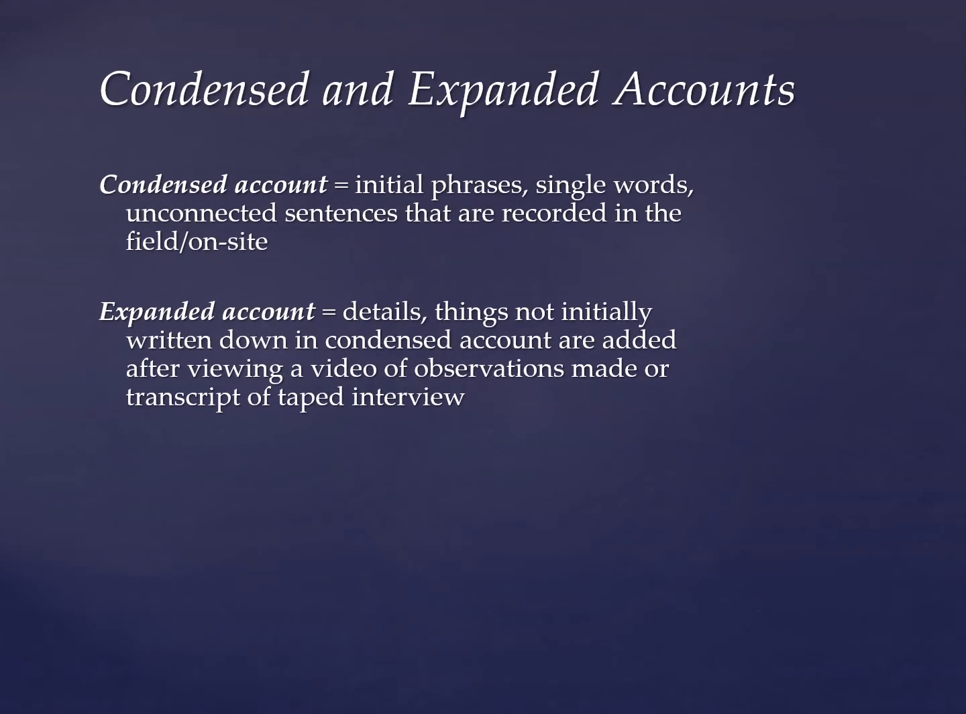One type of metadata is condensed and expanded accounts. So a condensed account is initial phrases, single words, unconnected sentences that are recorded in the field or on site. An expanded account is details, things not initially written down in the condensed account that are added after viewing a video of observations made or transcripts of the taped interview. So we're looking at expanding on our initial information we got from the condensed account.